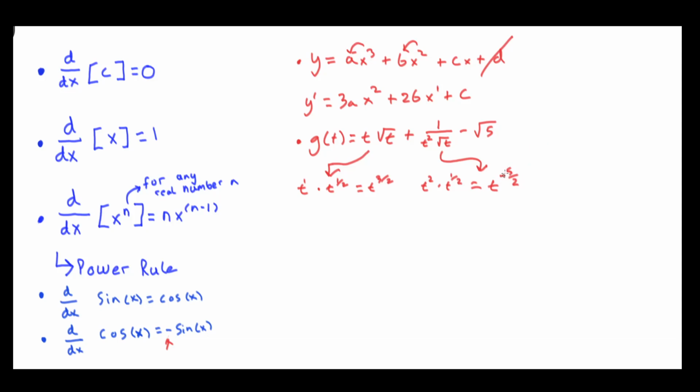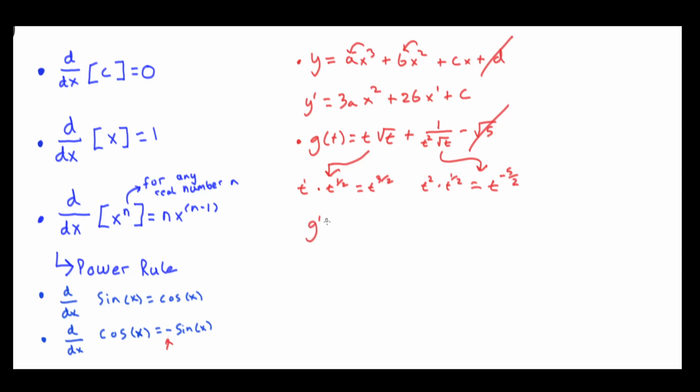And this is negative because, once again, we're in the denominator here. And then this radical 5 is just a constant, so we can just get rid of this thing. Now that we have these formatted nicely, we can find the derivatives fairly easily.